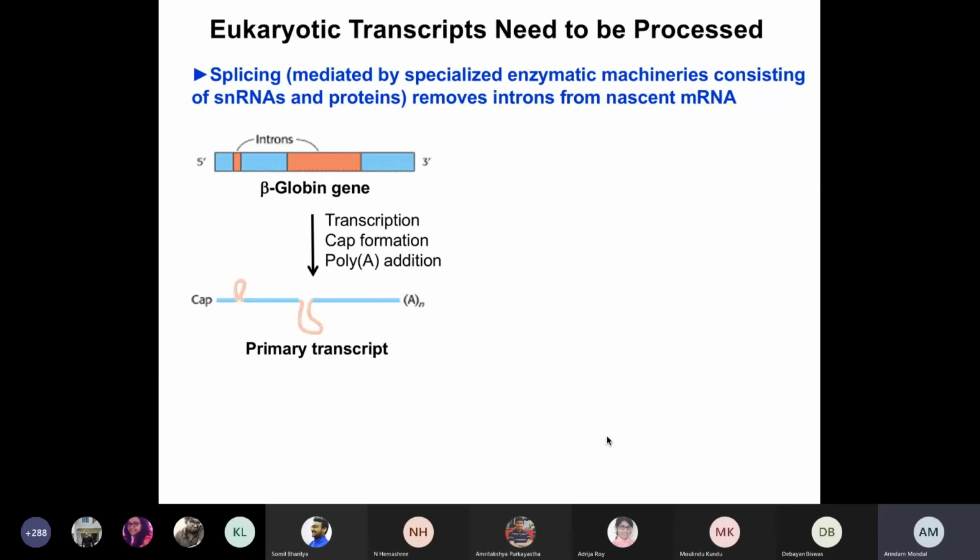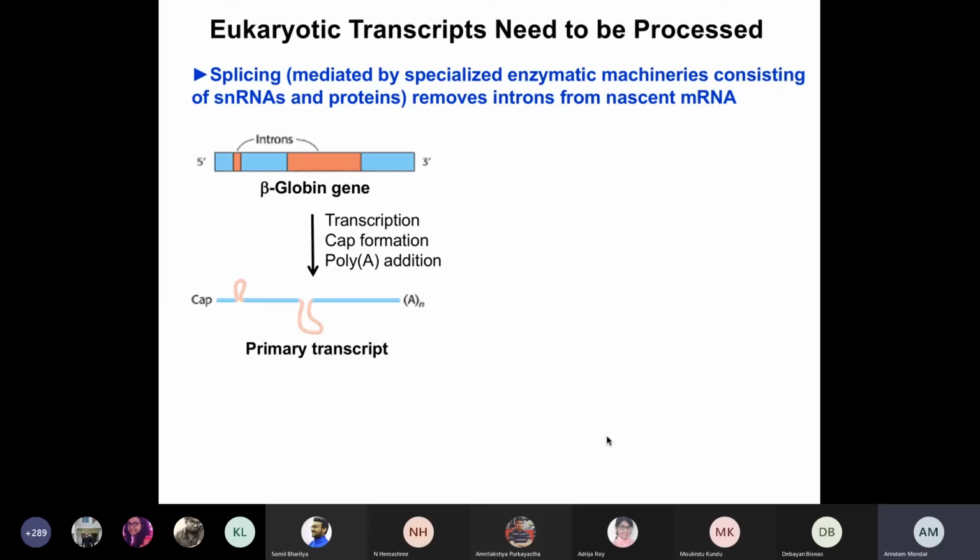Okay, so those were the two particular modifications which are exclusive to the eukaryotic transcripts. One is the 5' cap and the other is the 3' poly A tail. Those are extremely essential for a particular transcript to be utilized for the translation process. Okay, but then there is another post-transcriptional modification which needs to be done before the mRNA could be utilized for protein synthesis or for the translation process, and that is known as splicing.